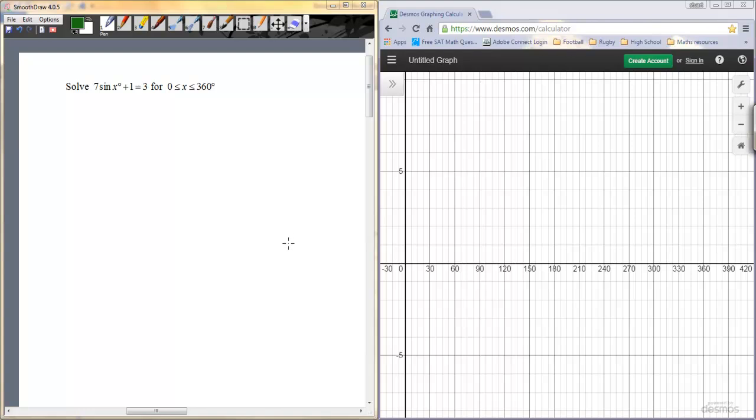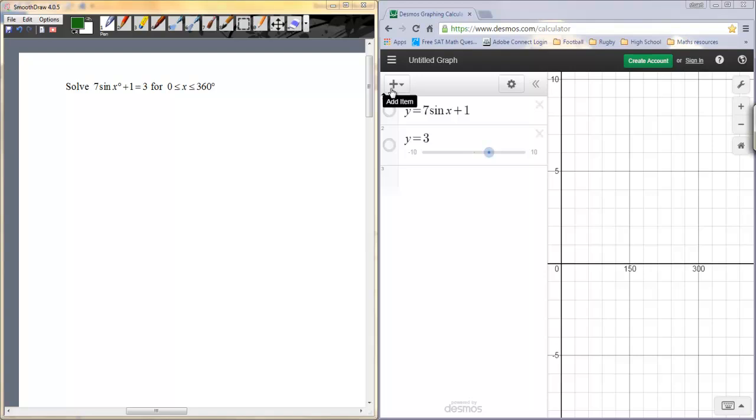Okay, this video looks at solving a trig equation, and the first thing that it's worth doing is having a little look at the graph of this situation. All trig equations can be represented graphically, so we've got to try and solve 7 sine x degrees plus 1 is equal to 3, and notice here we've got this domain on the x where x is to be between 0 and 360 degrees.